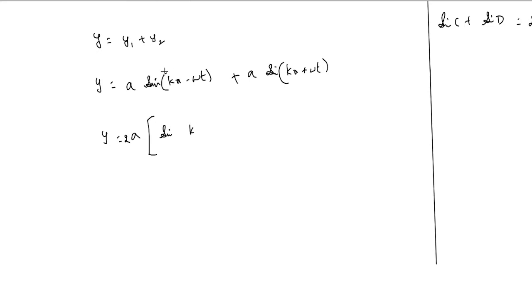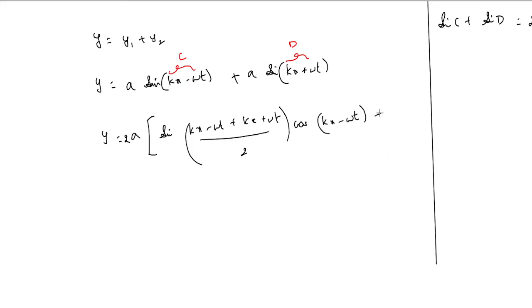So C here is, we can take this whole thing as C and this whole thing as D, so it becomes sin of (C plus D) by 2 into cos of (C, which is kx minus omega t, minus D, which is kx plus omega t) by 2.